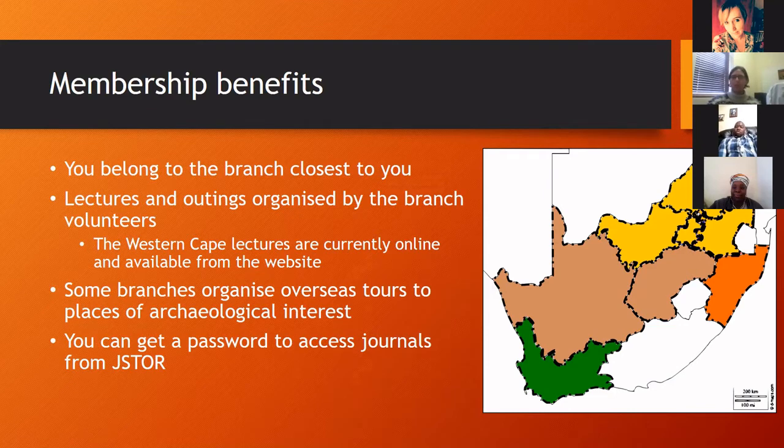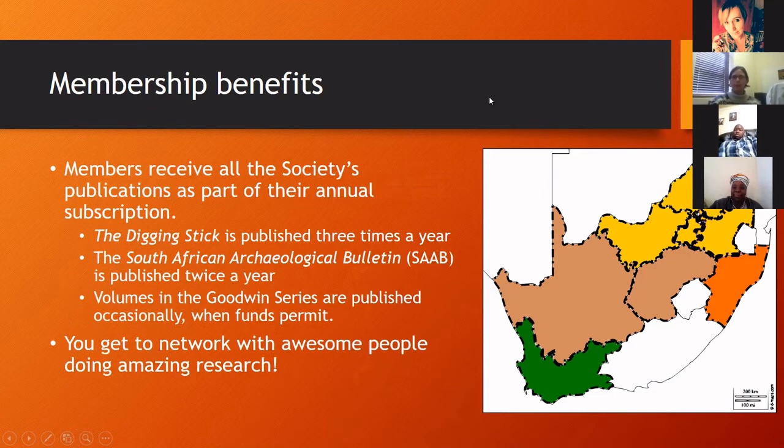You can also get a password to access journals from JSTOR if you haven't already got it via your university. The members receive all the society's publications as part of their annual subscription. So as I said, the Digging Stick is that informal magazine, which gives a sort of layman's version of the interesting research that's taking place in South Africa.